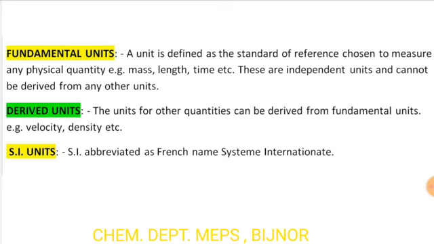So the second topic is derived units. The units for other quantities can be derived from fundamental units. They are known as derived units. For example, velocity, density, etc. In the case of velocity, the formula is velocity equals displacement upon time. Displacement is similar to distance. So distance is a fundamental unit and time is another fundamental unit. Those units we can get from the fundamental units we are using, so they are known as derived units.